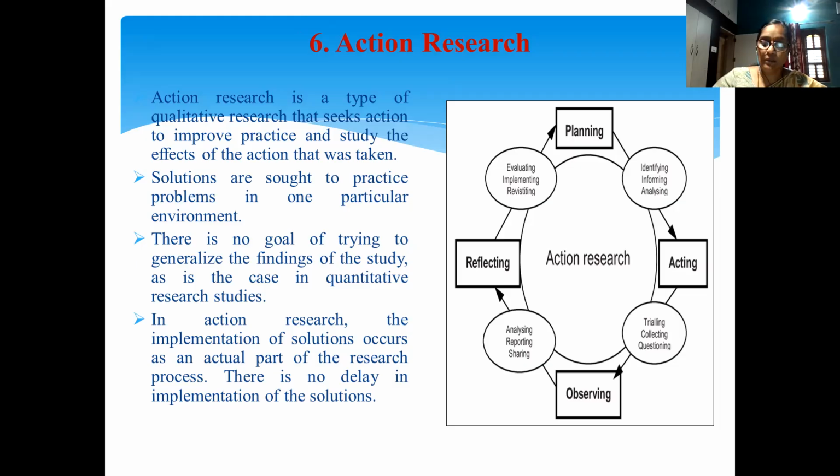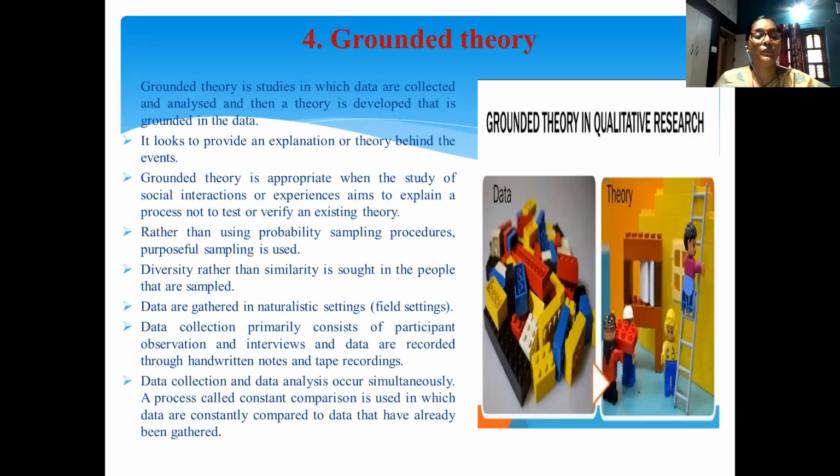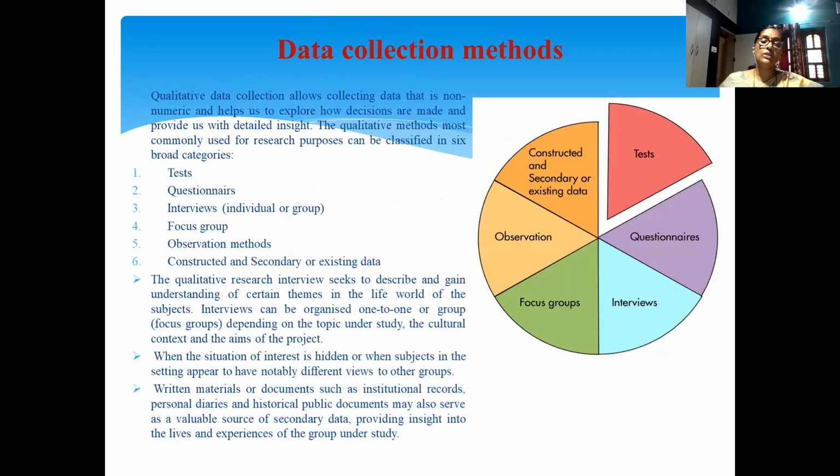Now we discuss the data collection method. Qualitative data collection allows collecting data that is non-numeric and helps us to explore how decisions are made and provides us with detailed insight. The qualitative methods most commonly used for research can be classified in 6 broad categories: test, questionnaires, interviews, focus group, observation method, and constructed and secondary or existing data.